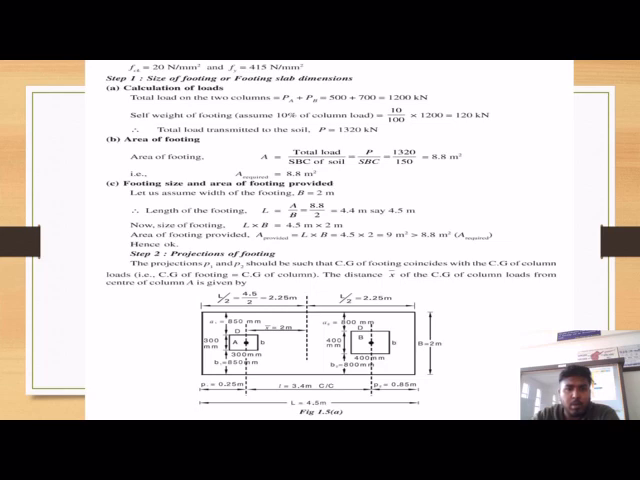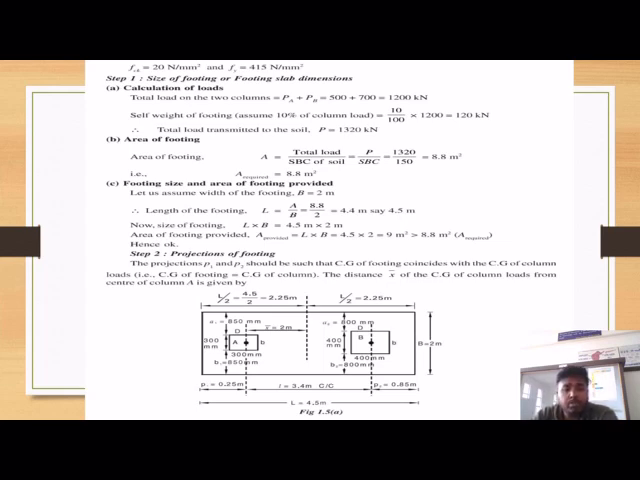Step 1. Size of footing or footing slab dimensions. Calculation of loads. Total load of two columns, PA plus PB, is equal to 500 plus 700 is equal to 1200 kilonewton. Self weight of footing, 10 by 100 into 1200, is equal to 120 kilonewton. Area of footing is total load by SBC of soil, P by SBC, is equal to 1320 by 150 is equal to 8.8. Step 2. Proportioning of footing.